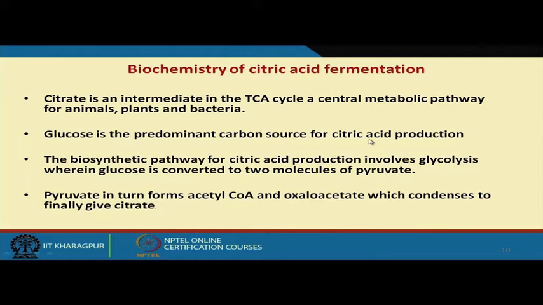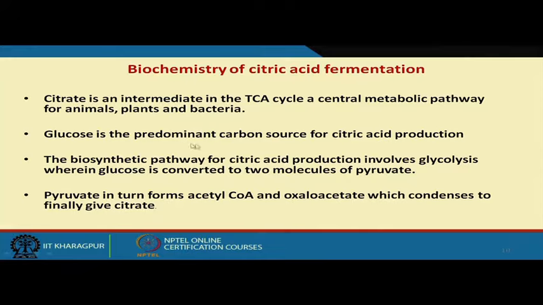Now, the biochemistry of the citric acid fermentation process. Citrate is an intermediate of the TCA cycle, a central metabolic pathway of animals, plants and bacteria. Particularly in aerobic organisms, we have both aerobes and anaerobes; they have the Embden-Meyerhof pathway through which glucose is converted to pyruvic acid, but aerobes mostly have the TCA cycle. Through the TCA cycle we can produce carbon dioxide and water. Glucose is the predominant carbon source for citric acid. I have already shown the stoichiometry.